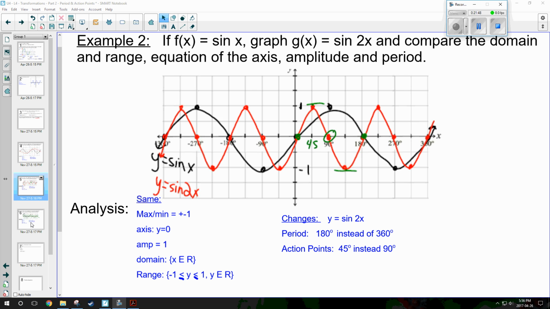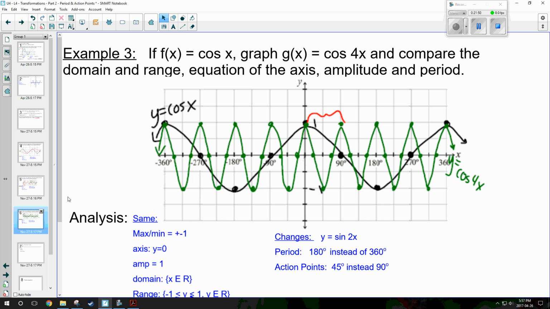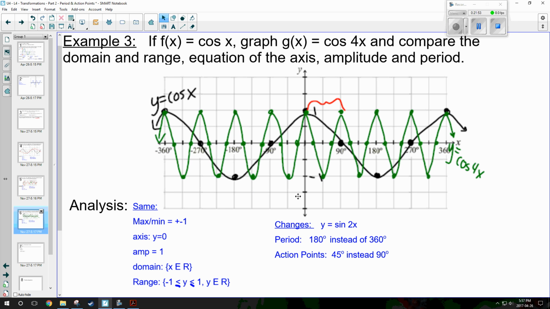Let's take a look at example number 3. For example number 3, in this case, we were graphing cos 4x. So again, remember for the general cos, it starts at the maximum at the y-intercept and then goes down to the axis, down to the minimum, back up to the axis, back up to the maximum. When you graphed y equals cos 4x, it should look something like this green graph here.